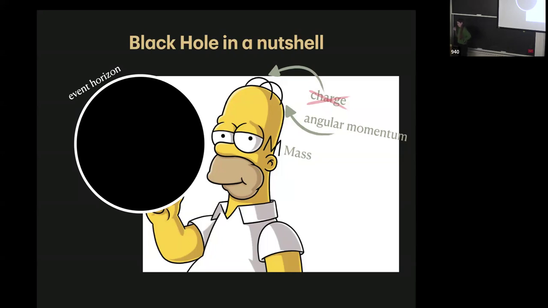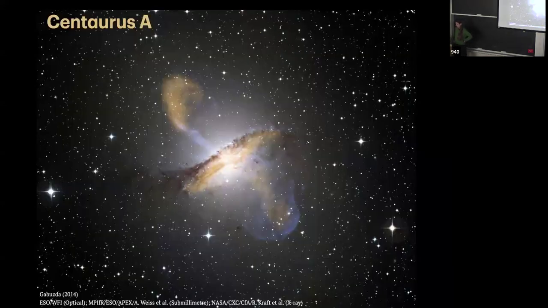It's just three parameters, which in astrophysics we reduce to two, because we never have the charge of the black hole. We have just the mass and the angular momentum, the spin of the black hole, encompassed by the event horizon. But despite this very simple representation, just three parameters, black holes produce very interesting phenomena that we observe in the sky, which are very complicated.